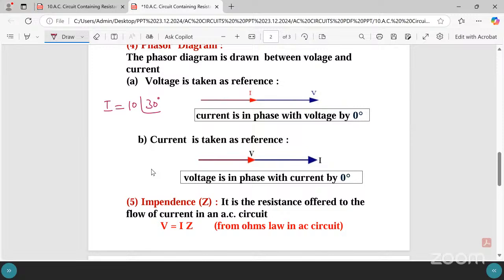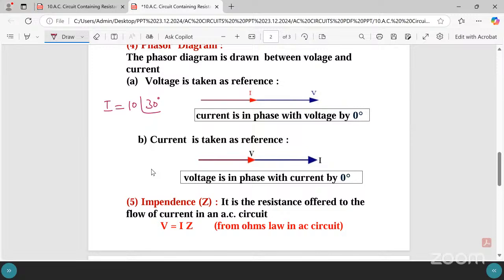Current is equal to 10 at 30 degrees. 10 is called the magnitude, and 30 is called the angle. What is the phasor? It should have a magnitude and rotate in the anti-clockwise direction.